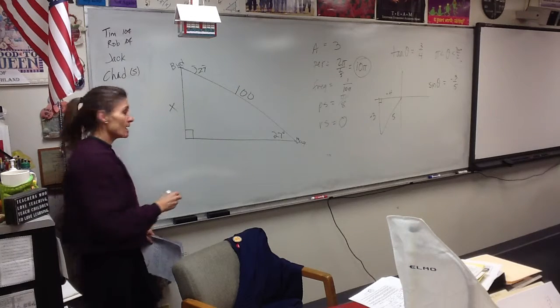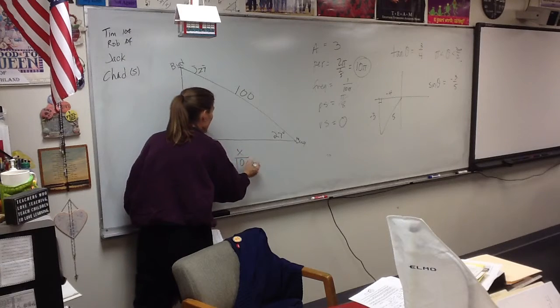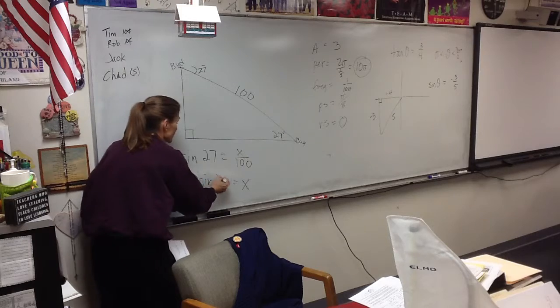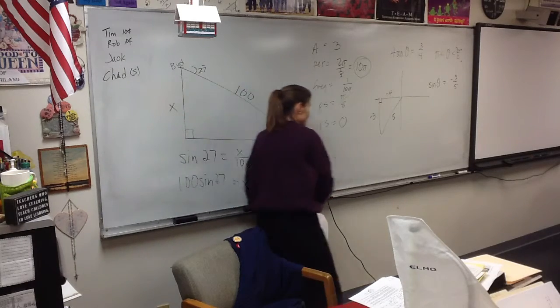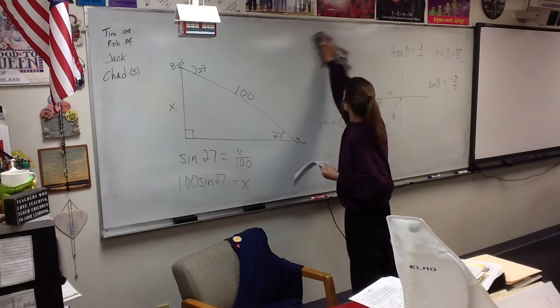Looks like I'll use sine. So the sine of 27 equals x over 100, and x equals 100 sine 27. That's all you could do because you did not have a calculator. So that was it.